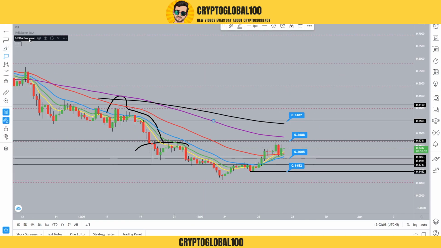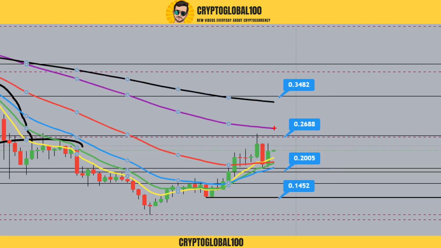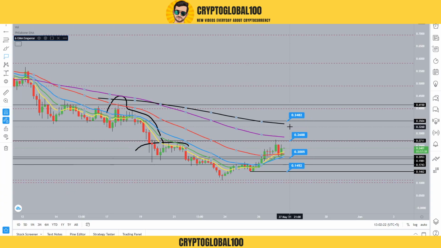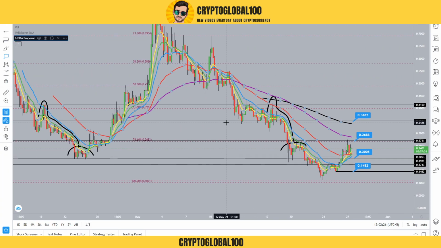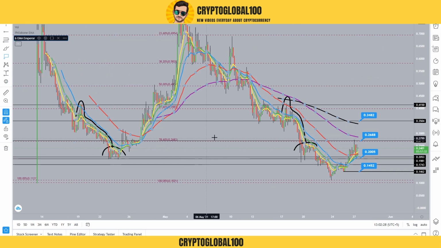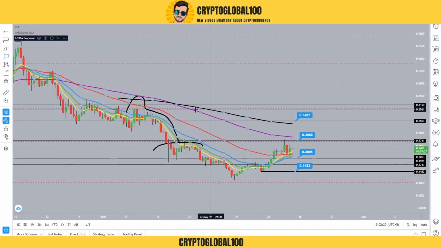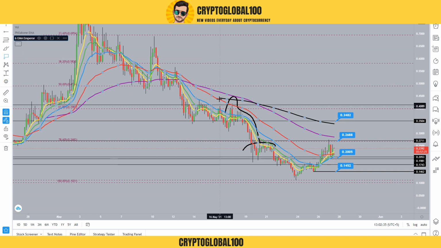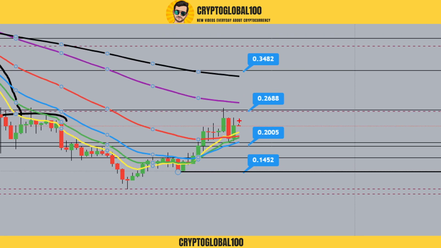Let me just take a look here. Yeah, 100, 200. So if we get rejection from this area, then we are surely going to test this 0.2, and once we cross above this 200 EMA, we would be in the uptrend. As the price is relatively new, these EMAs, 100 and 200, are still forming. You see we have a wick down.